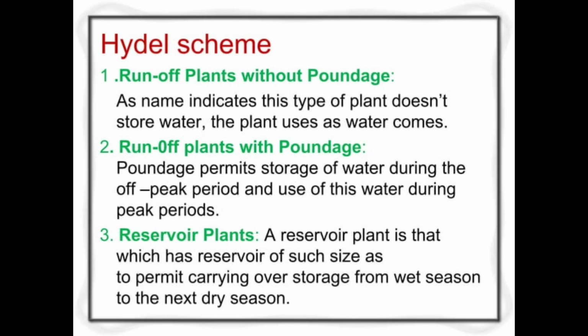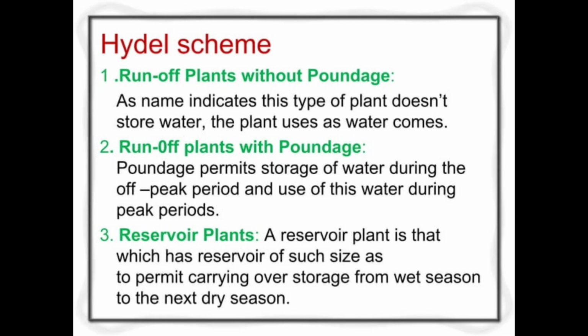Hydel scheme. There are several types. The first one is runoff plants without poundage. That is, this type of plant does not store water. The plant uses only the water which is flowing in the river.